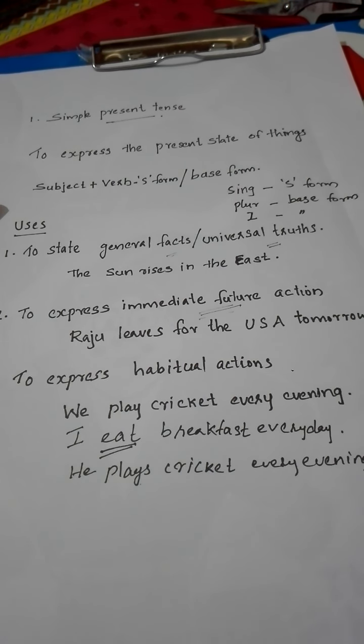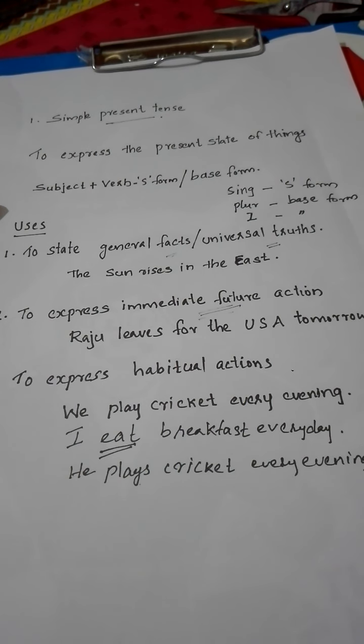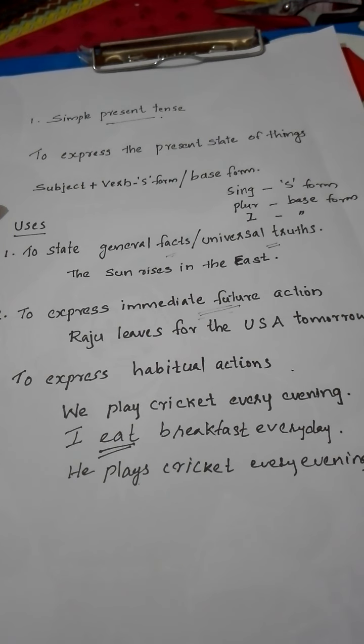And to express habitual actions also, we use what? Simple present tense. Just like we play cricket every evening. What we are doing every day, we can tell in simple present tense. We read the newspaper every day, right? So we can say we read newspaper, otherwise I read newspaper every day. I plus base form of the verb. So what? Universal truths, immediate future action, and habitual actions we use simple present tense to express. Clear?